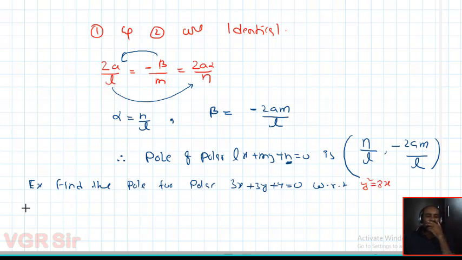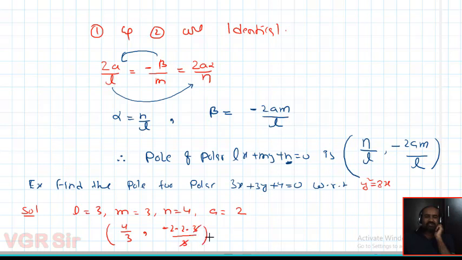Okay, Nana. So for the solution to this problem, L stands for 3, M stands for 3, N stands for 4, and A stands for 4A. You know, this is y square equal to 4ax, which means a equals 2. Just substitutions only. N is 4 by 3, comma, minus 2 into M means 3 by L means 3, get cancelled. So what happened, Nana, here? Minus 4 by 3, minus 4.